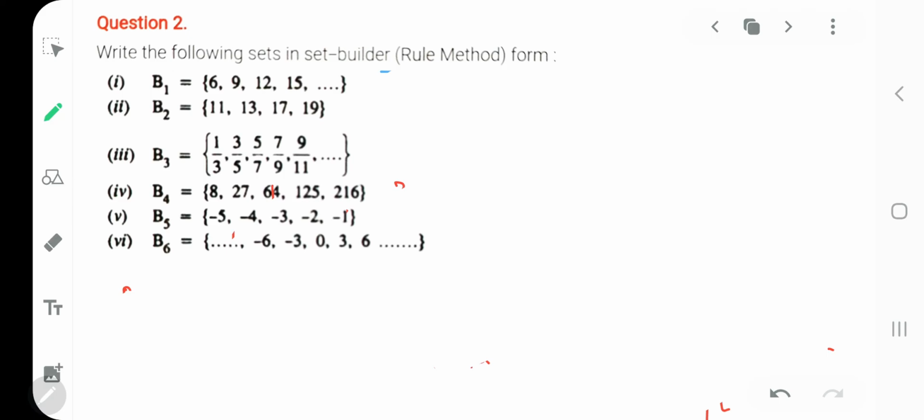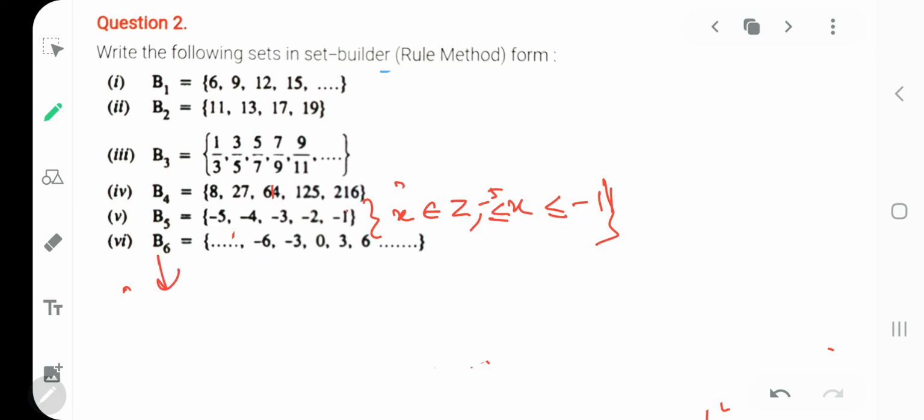Okay. Next, our fifth says that you have the numbers minus 5, minus 4, minus 3, minus 2, minus 1. So x belongs to integers from minus 5 to minus 1. So you can write x belongs to integers. You present it by Z. Yes, you can present it by Z and x is less than or equal to, and I put equal to on both sides, minus 5 and minus 1. Clear?